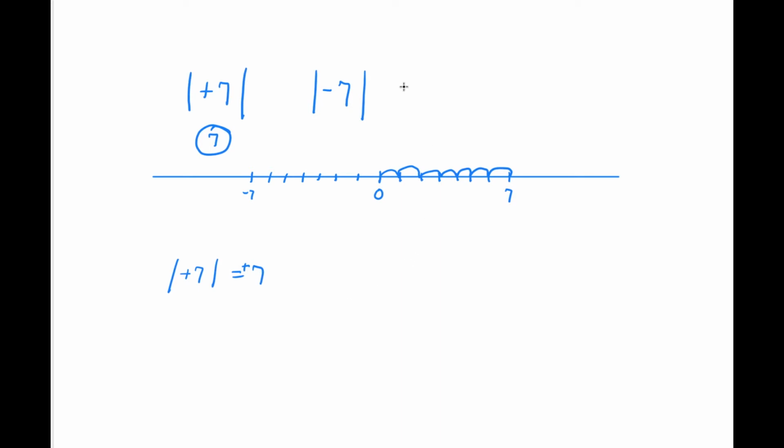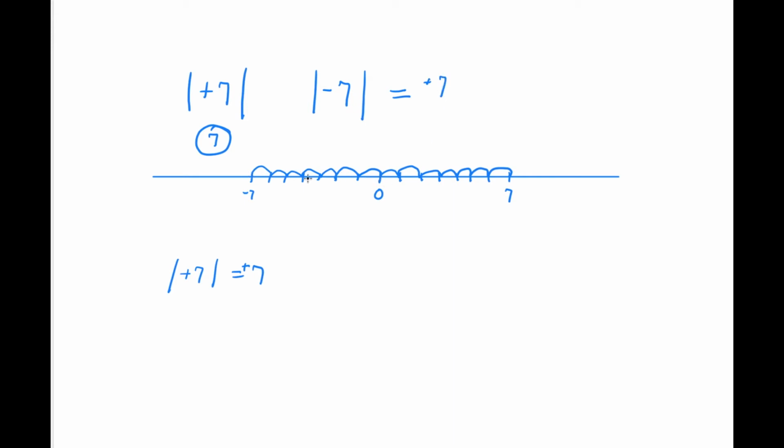So the absolute value of negative 7 is 1, 2, 3, 4, 5, 6, 7 spaces or units or hops from 0, positive 7.